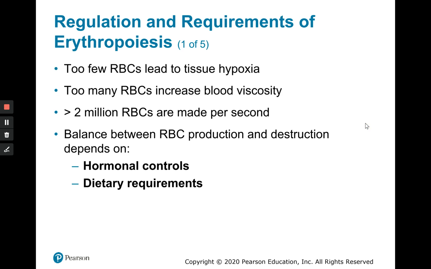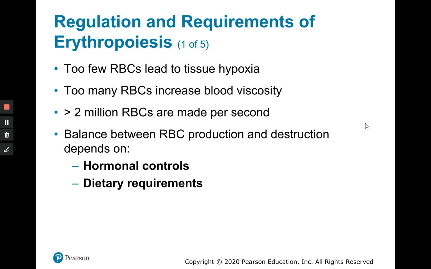So let's look at some of the regulation and requirements for that process. It can't just happen whenever it wants to unless it has nutrients, unless it has supplies. And first and foremost, we just want to establish a couple of terms and things that occur. So first, too few red blood cells leads to tissue hypoxia. Tissue hypoxia is a condition in which tissues are not getting the oxygen they need via blood supply.